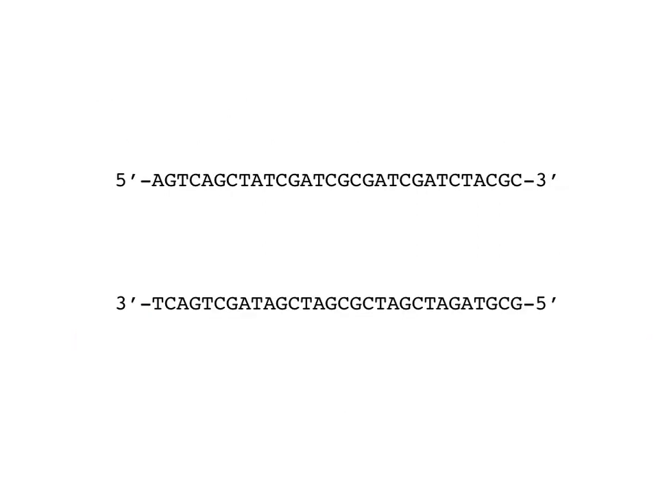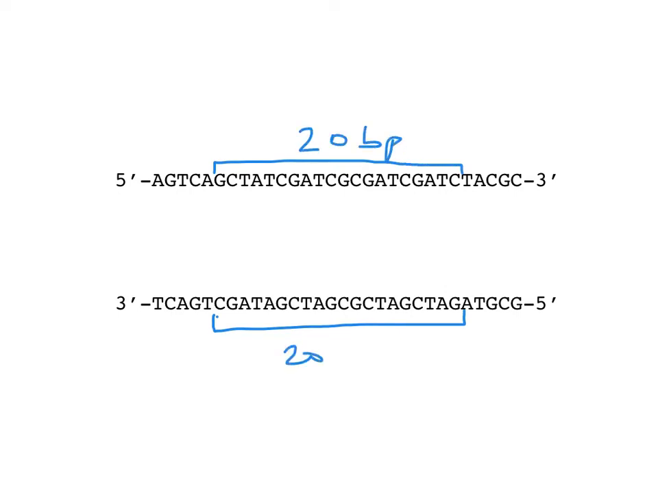So on the next slide, I've taken that original sequence and I've shown you its complement. This double-stranded piece of DNA. We're still interested in getting those 20 nucleotides in the middle. We want to make hundreds of copies of those. So that's the 20 base pair region.